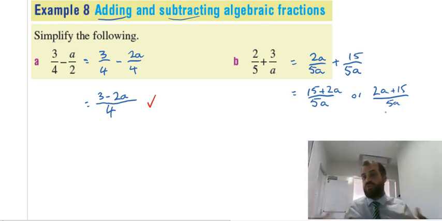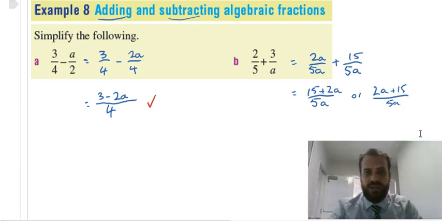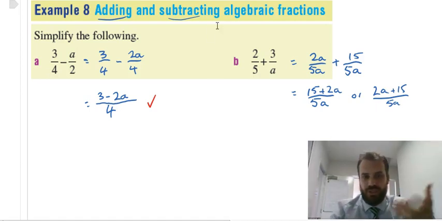In some of the questions you will be able to simplify them. Alright, that's adding and subtracting algebraic fractions. Try it out.